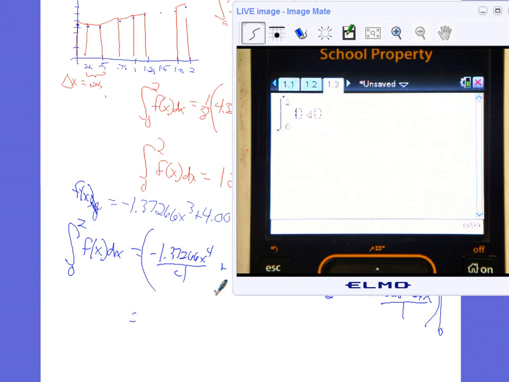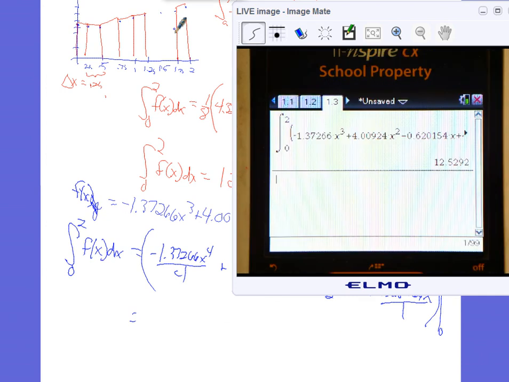Can you copy it? So anyways, I'm going to have to enter it in, so we'll just enter it in. Once I get done entering all that stuff in and I press enter, I wind up with 12.52. 12.53. What did we get? We got basically the same thing.